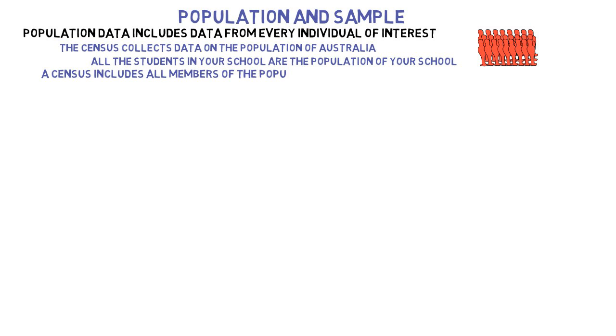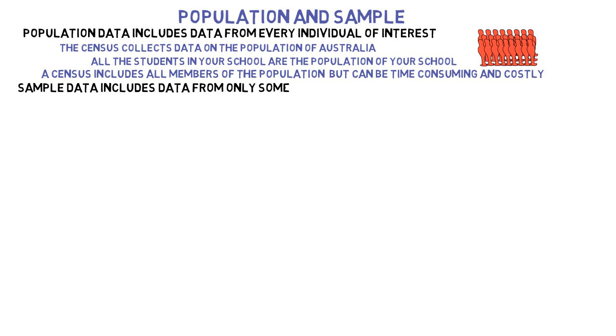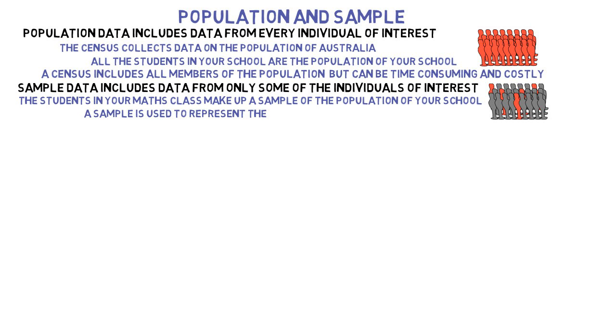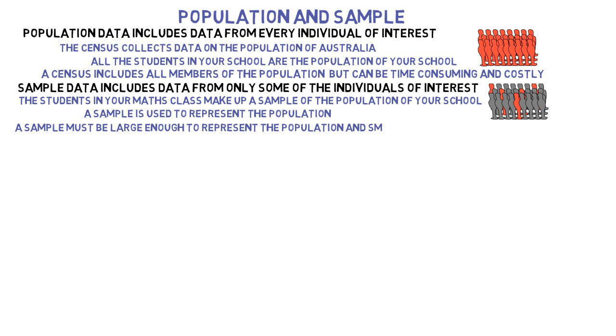A census includes all members of the population, but this can be time-consuming and costly, so we may use a sample instead, where a sample includes data from only some of the individuals of interest. So the students in your maths class make up a sample of the population of your school. A sample is used to represent the population. A sample must be large enough to represent the population and small enough to be manageable.